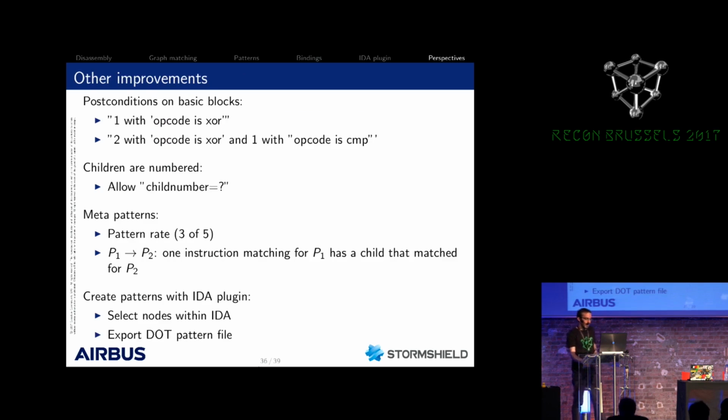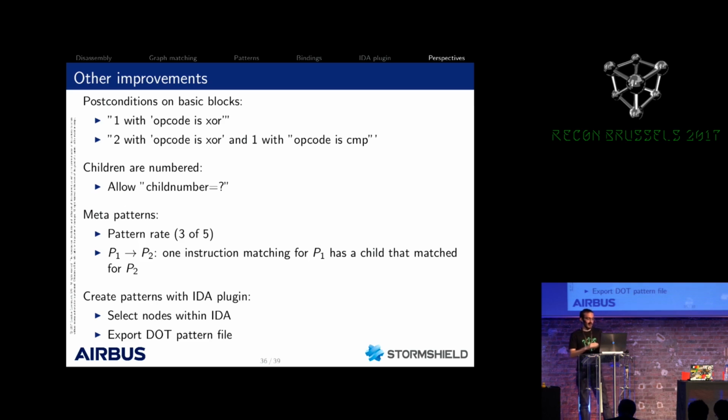Okay, we have a lot more ideas that we would like to implement in the patterns. One thing that is limited with the current version is that for basic blocks, the condition on basic blocks for now will apply to every node. And what we would like to say is, find me a basic block that has at least one XOR instruction, or find me a basic block that has at least 2 XOR instructions and 1 compare instruction. That we cannot do for now, so maybe we will also work on that later.